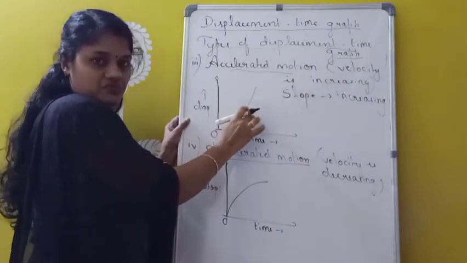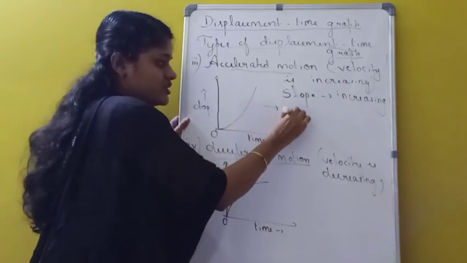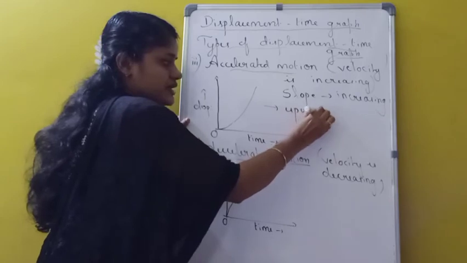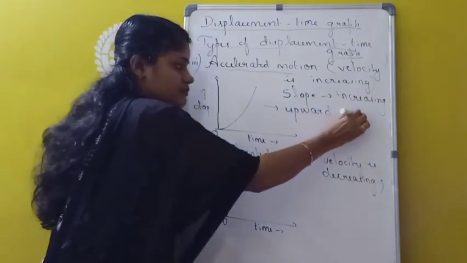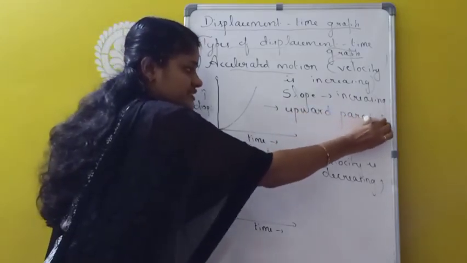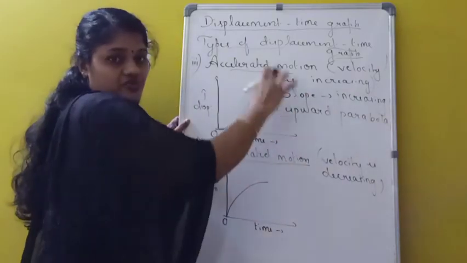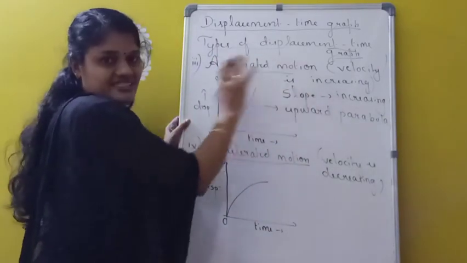So what about the shape of the graph? The graph will be an upward parabola. So whenever velocity is increasing, the graph will be an upward parabola because slope is increasing there.